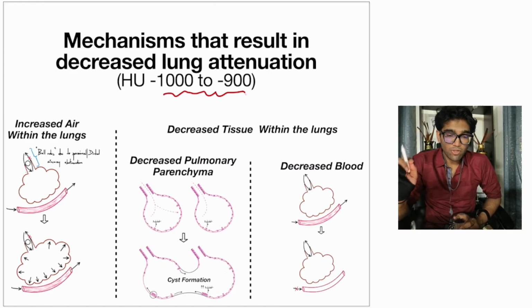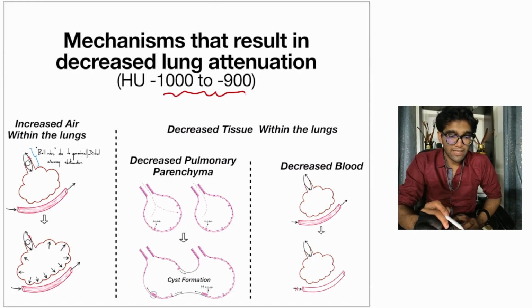There are three possible mechanisms by which this could happen. It is air that has a Hounsfield unit value of minus 1000. So when I say that something is approaching minus 1000, it probably means that there is an increased ratio of air to tissue within that area of the lung. Correct? So why would that happen?